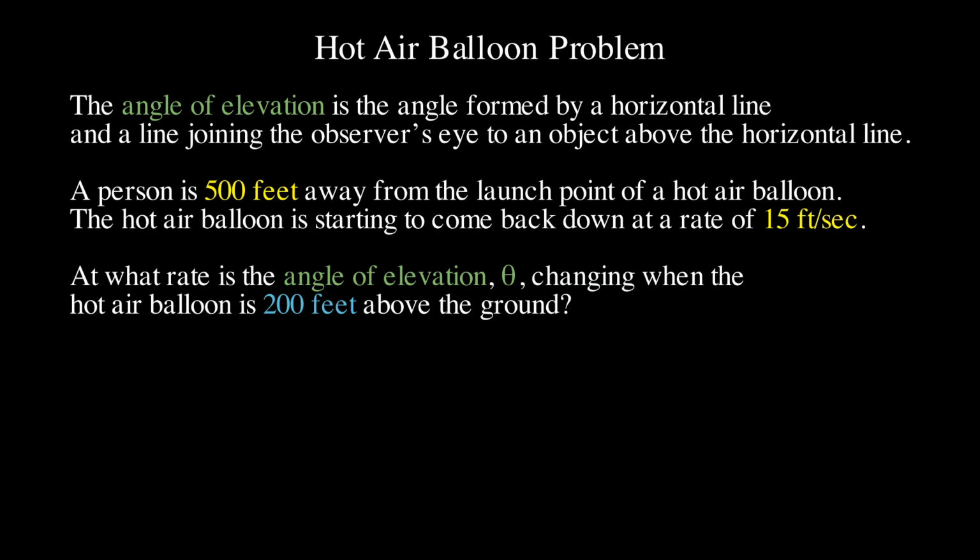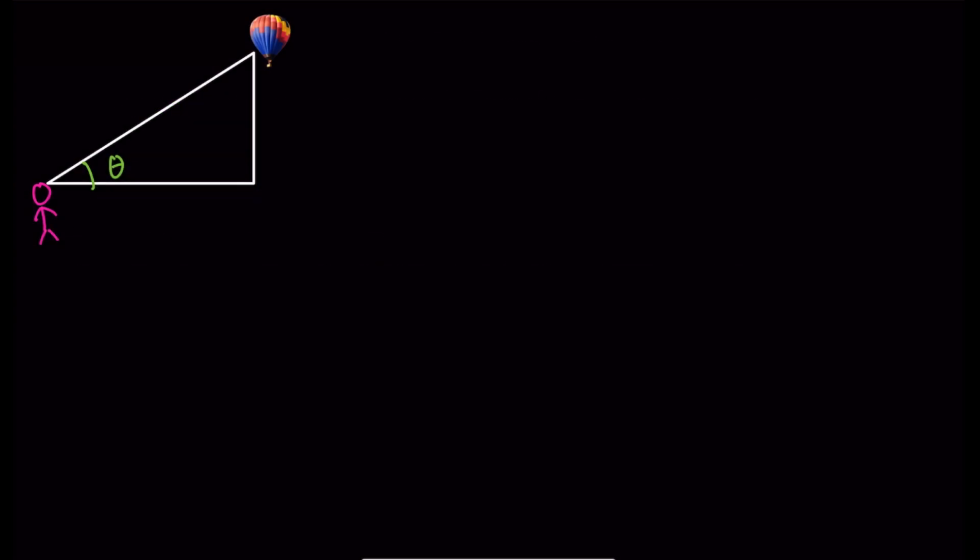A person is 500 feet away from the launch point of a hot air balloon, and the hot air balloon is starting to come back down at a rate of 15 feet per second. At what rate is the angle of elevation theta changing when the hot air balloon is 200 feet above the ground? So our first step here is to draw a picture to get a better understanding of the problem.